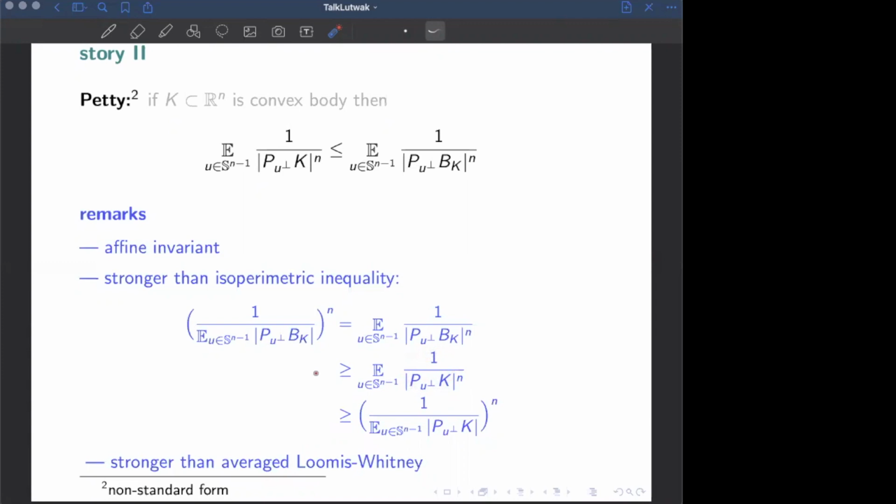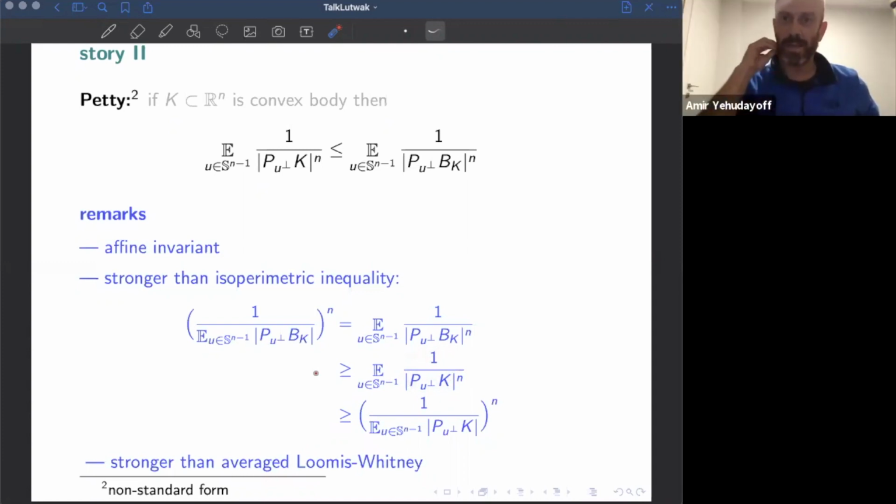If it's not hard to describe, can you say why it's affine invariant? I will mention this later.